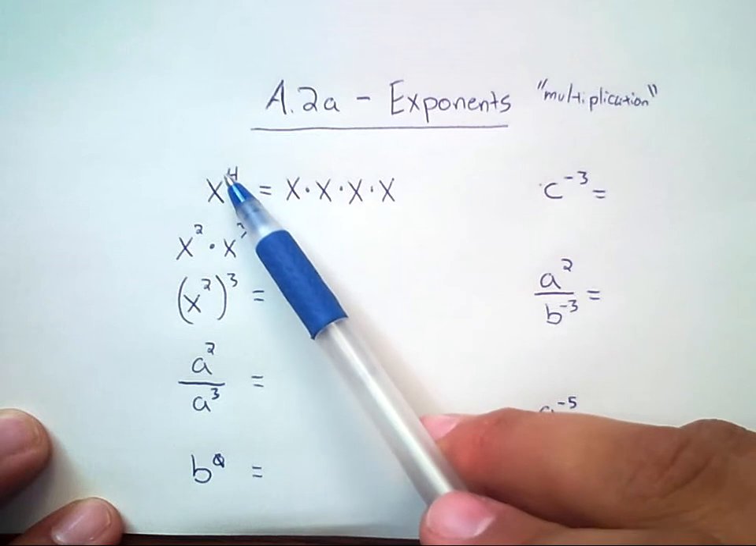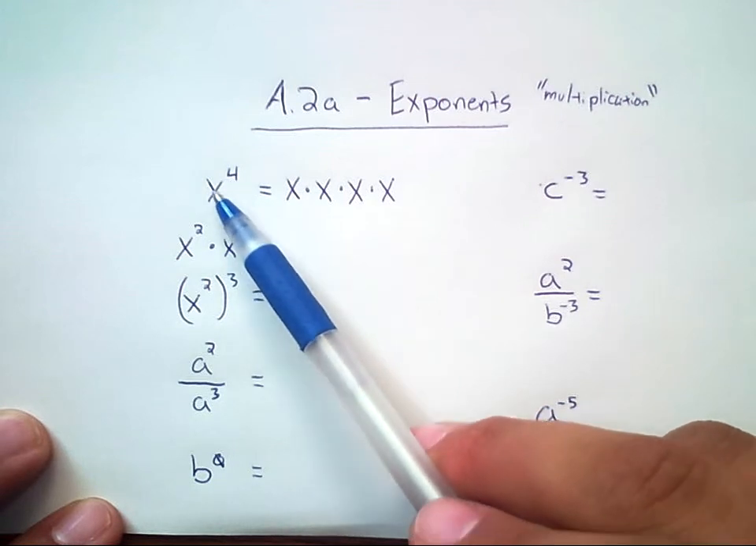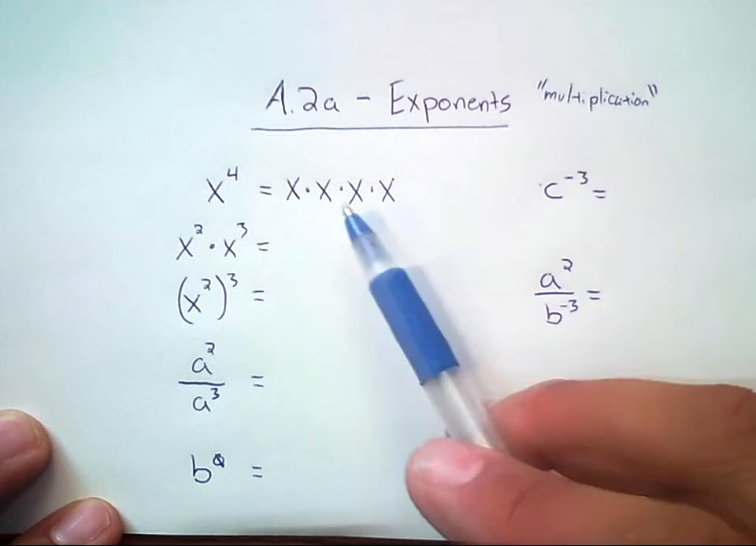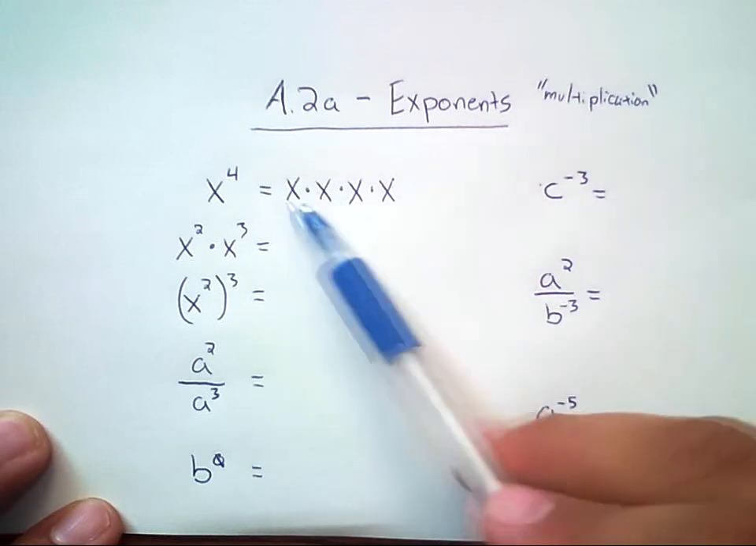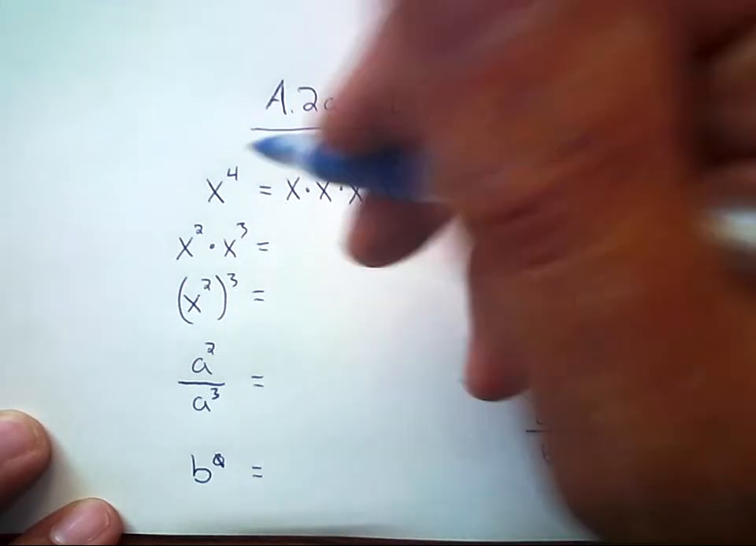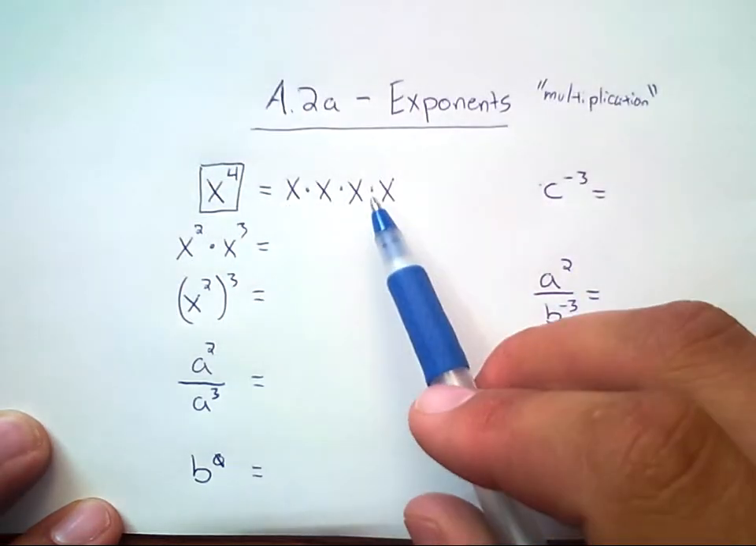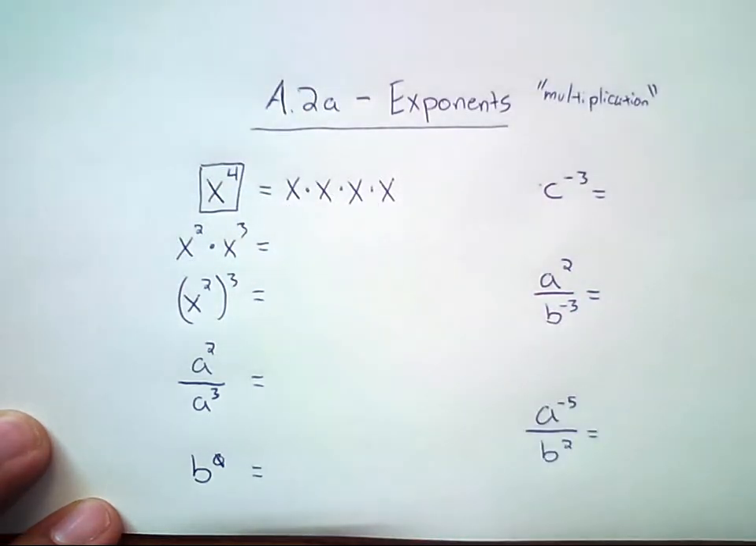Now the exponent tells us how many bases we have. So this is the base, here's the exponent, and since it's a 4, 1, 2, 3, I have 4 bases all being multiplied together. This is the expanded form, but the real way to clean this up is you would actually write it as this. But it's good to know the expanded form because sometimes it's helpful to write it out.